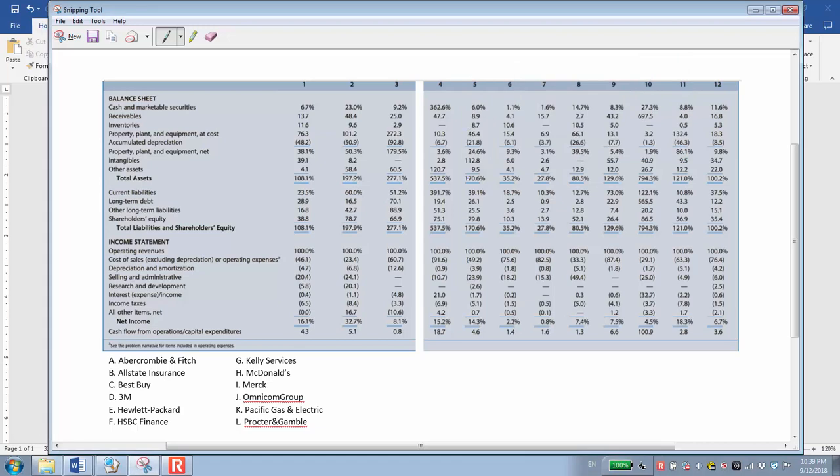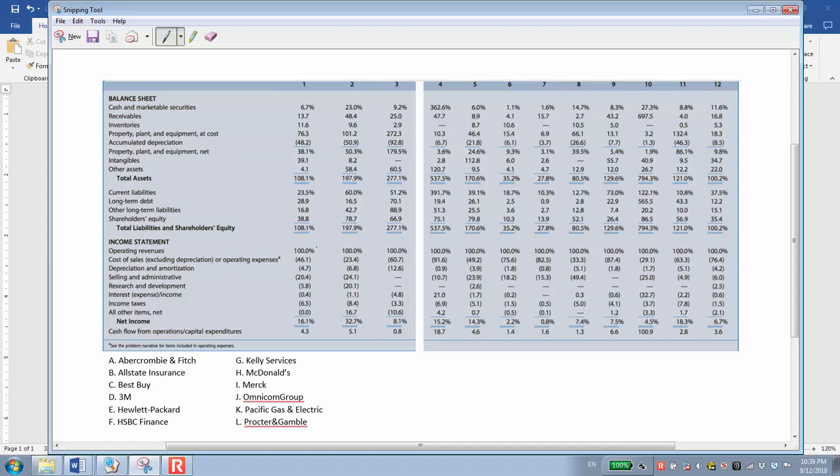Problem 11 of Chapter 1. Now we have a total of 12 firms and 12 columns of financial statements, balance sheet and income statement. Different from the common size analysis we learned.